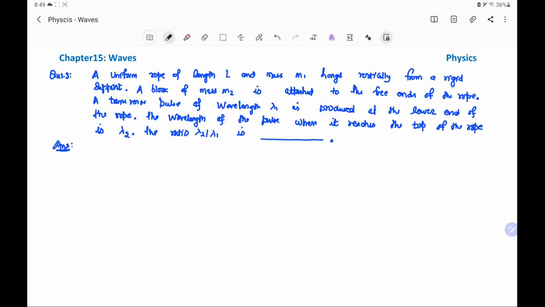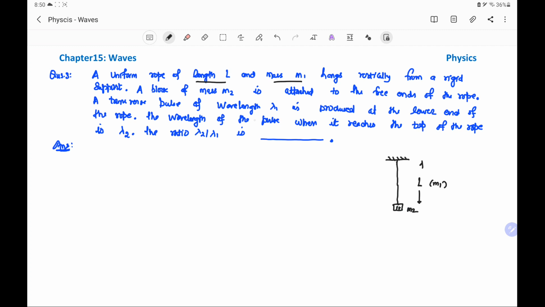Next question is, a uniform rope of length L and mass m1 hangs vertically from a rigid support. Suppose this is the rigid support from which a uniform rope of length L is suspended, and this length has the mass m1. A block of mass m2 is attached. This is the block of mass m2 attached to the free end of the rope.